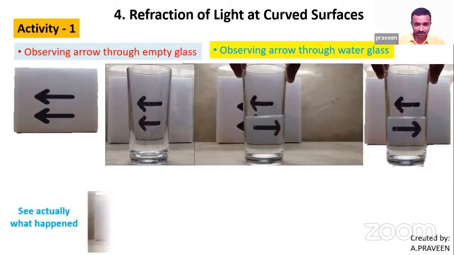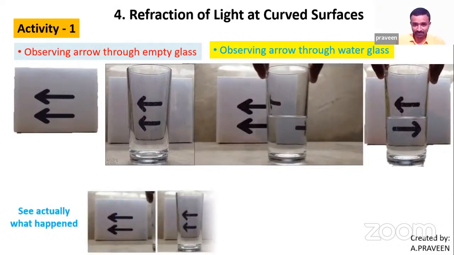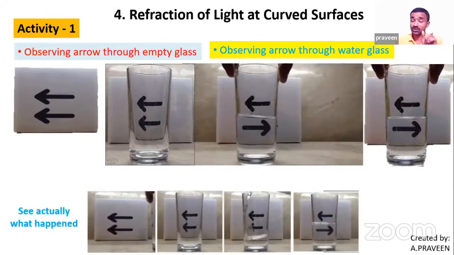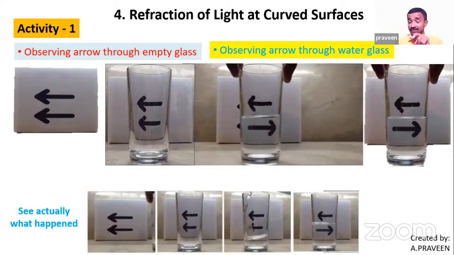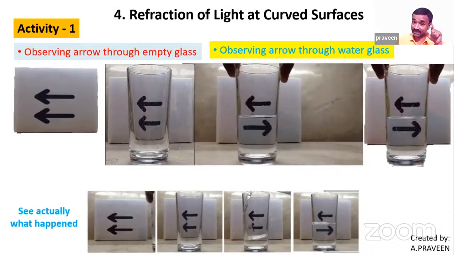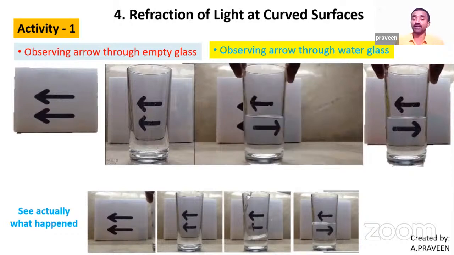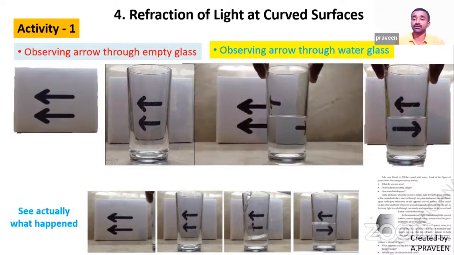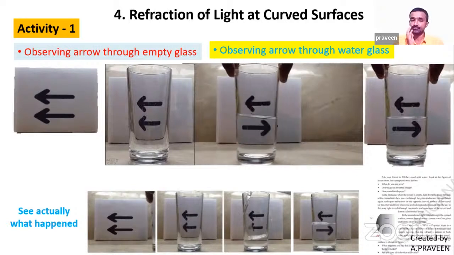See, actually what happened when the glass was empty, the size was smaller, right? But when the glass is filled with water, it changes. So in one case, erect and diminished, and in the other case, with the glass filled with water, an inverted, enlarged, magnified image is observed. That is given on the next page of your textbook. So these are the observations from Activity 1.